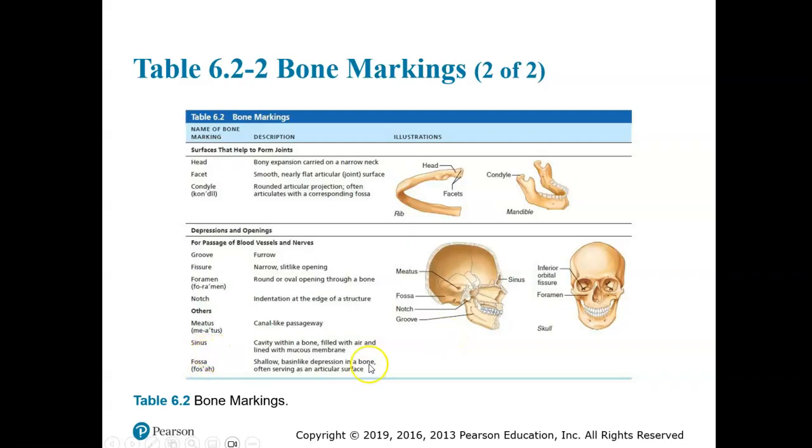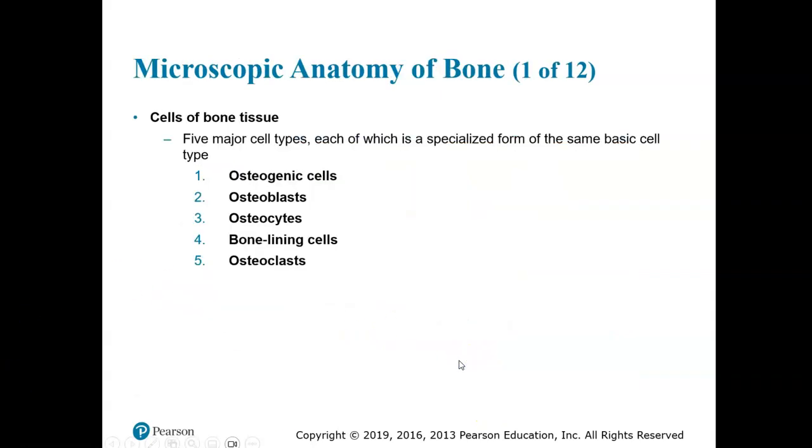A sinus is a cavity filled with air. We've got some like the frontal sinus and the maxillary sinus, the sphenoidal sinus, the ethmoidal sinus. These are our paranasal sinuses. A meatus is like a little canal. A fossa is a depression in a bone. So these are just going to be areas mainly for blood vessels and nerves.